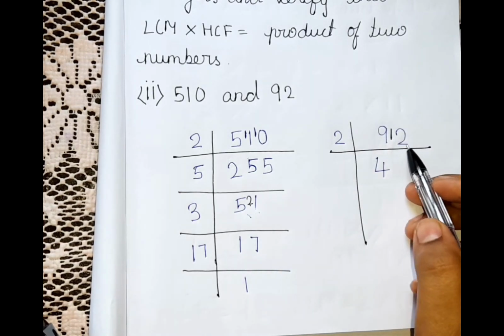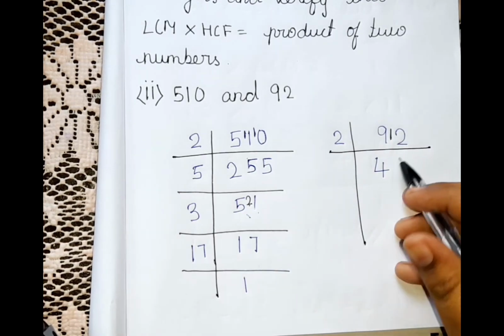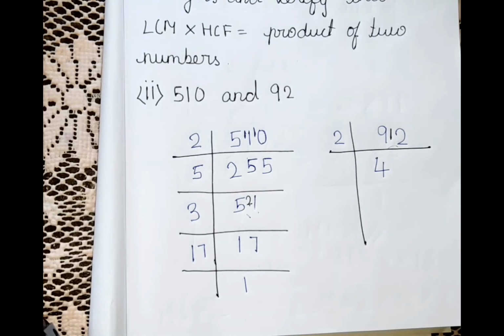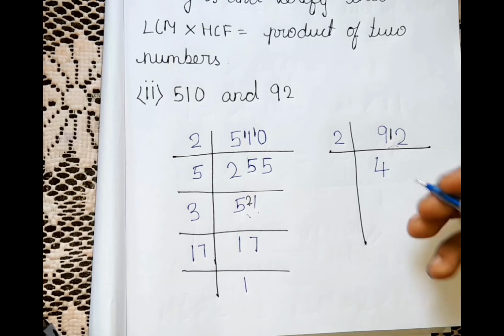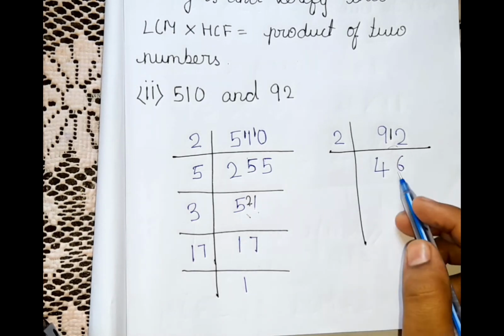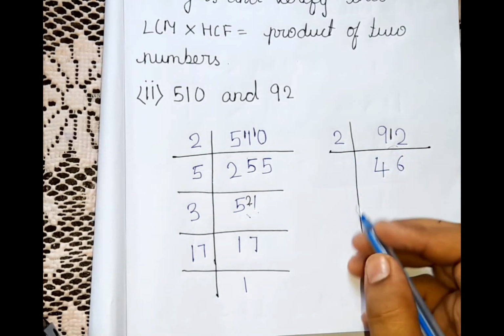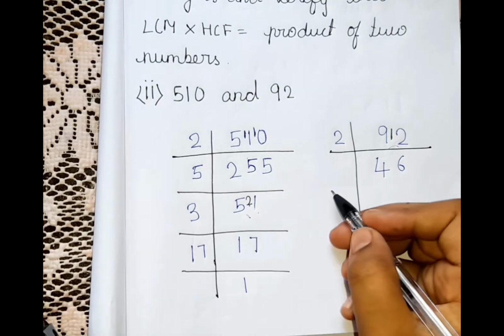Then now it is 1 and 2 is 12. So now here it is 12. You guys know in the 2 table we get 12. So 6 2s are 12. So I wrote 6 here because 6 2s are 12. Okay. Now the answer is 46.